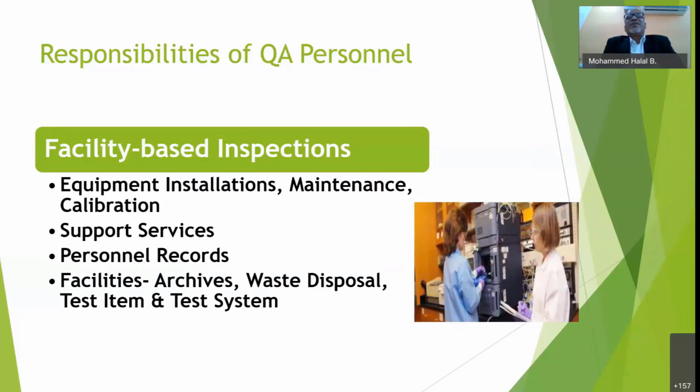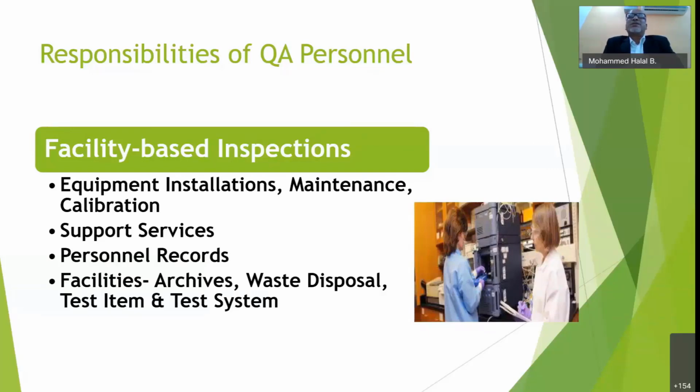We are explaining what the facility-based inspection is. Apart from the study-based inspection, now we are going to discuss facility-based inspection. Normally, the number of facility-based inspections to be conducted is decided by the quality assurance team, per annum. Normally, we do it twice or thrice, but if the facility requires more perfection, then we can decide the number of facility-based inspections to be done by the quality assurance personnel.